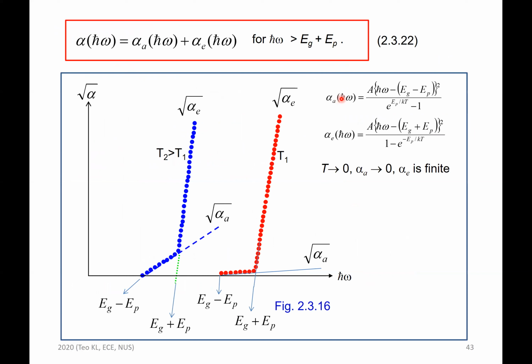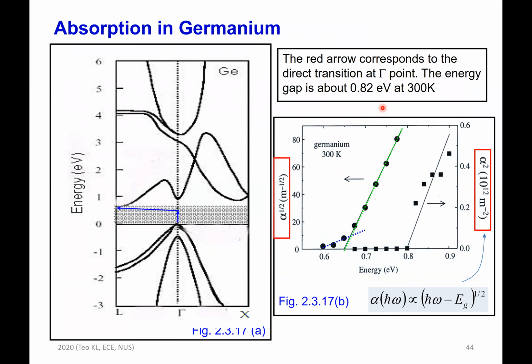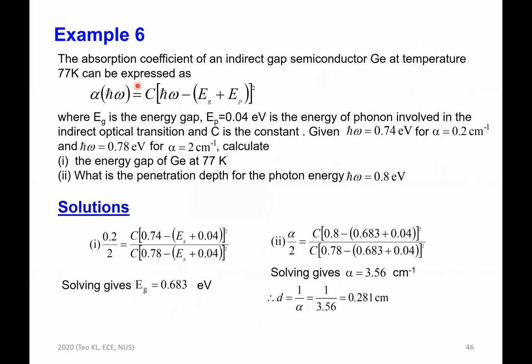If you look at the absorption coefficient, there's a factor of exponential of Ep over kT minus 1. So A over the exponential of Ep over kT minus 1, we take it as a constant term C, because it will be at a finite temperature with a finite phonon energy. So A divided by this term will be the constant C, this C, a constant term.